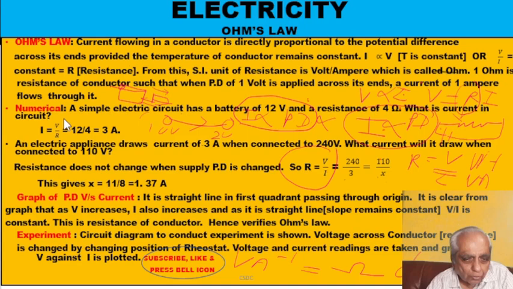Okay. Next sum. An electric appliance is drawing a current of 3 ampere. So current is 3 ampere. I have connected it to 240 volt. So it asks, if in case I had connected 110 volt, what would be the current at that time? Because resistance of my appliance is not going to change. We are making the assumption that temperature is not changing.